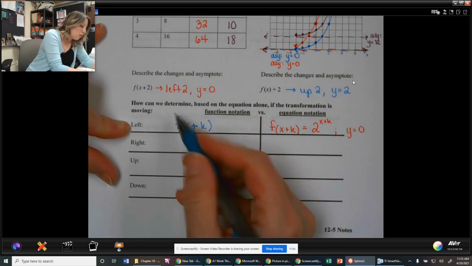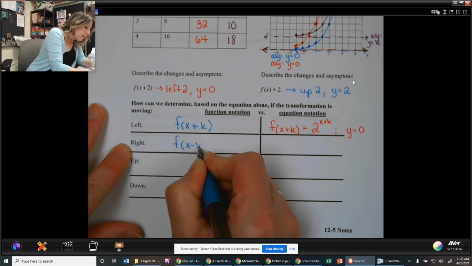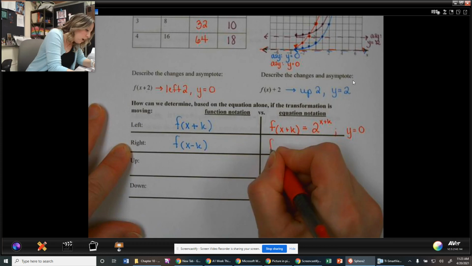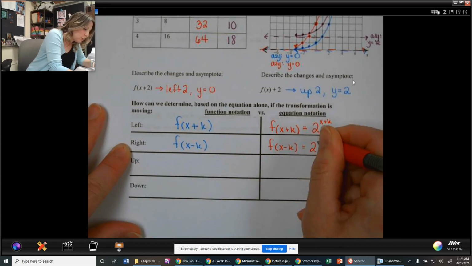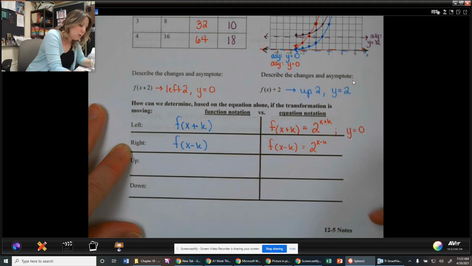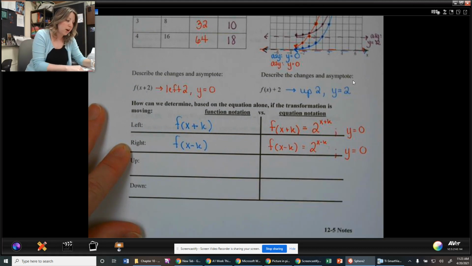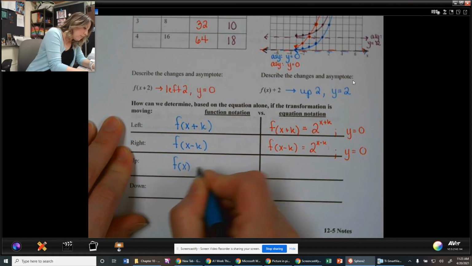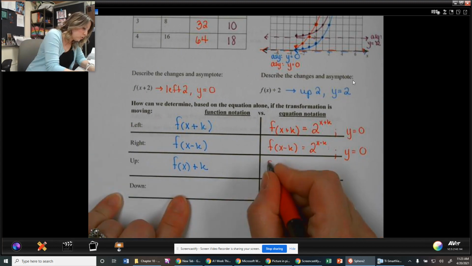All right. Right would then be, if I want to go right, well, that will be the opposite sign inside the parentheses, right? So f of x minus k will look like 2 raised to the x minus k power, and your asymptote will still stay y equals 0 because we still do not have a value right here that we're adding or subtracting. If you want to go up, it's just f of x and then plus k on the outside.